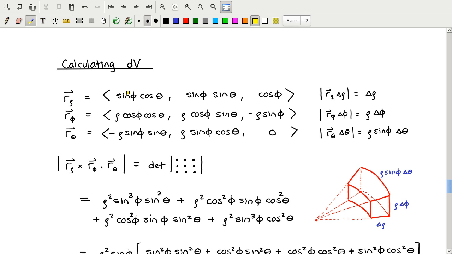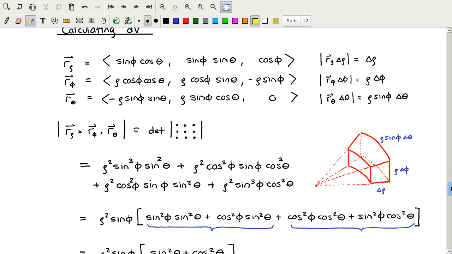The rho derivative is sine phi cosine theta, sine phi sine theta, cosine phi. The phi derivative, we get rho cosine phi cosine theta, rho cosine phi sine theta, and negative rho sine phi. And the theta derivative, negative rho sine phi sine theta, rho sine phi cosine theta, and 0, since there's no theta dependence in the z coordinate.